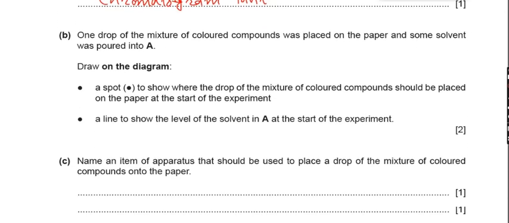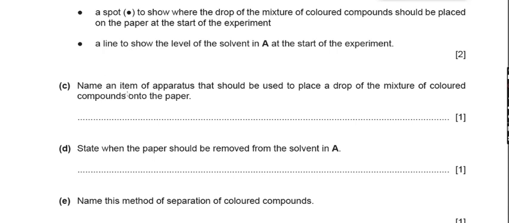Next question. Here he says name an item of apparatus that should be used to place a drop of the mixture of colored compounds onto the paper. So we may use a dropping pipette or teat pipette. We can also say dropper, but the acceptable words are teat pipette or dropping pipette. Remember you have to write only one of them.